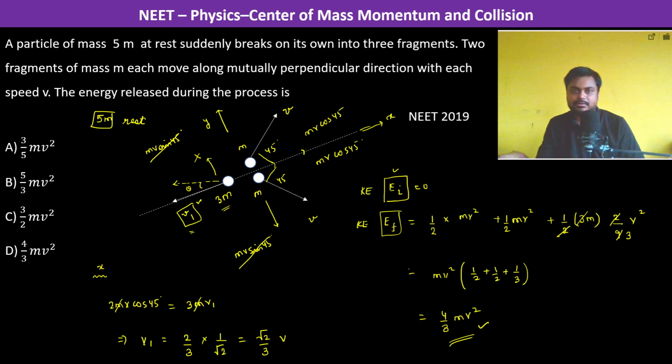Now there is some mechanism by which the energy is produced, like we have gunpowder, or different things can be there to cause the fragmentation. That's another thing, but yes, the final energy is 4 by 3 mv square, and initial kinetic energy was 0. So therefore 4 by 3 mv square is the energy which is released during the process. Therefore the answer is D.